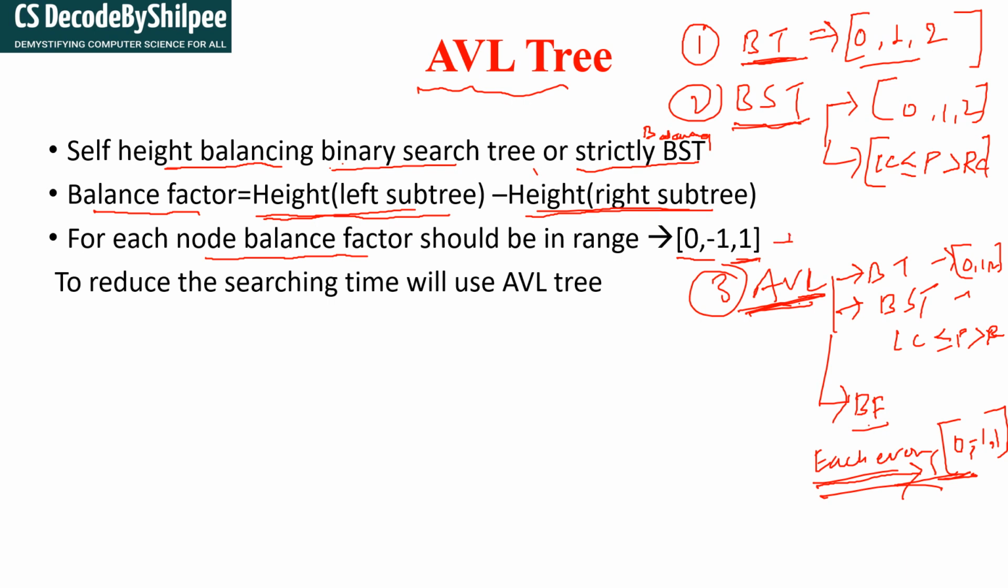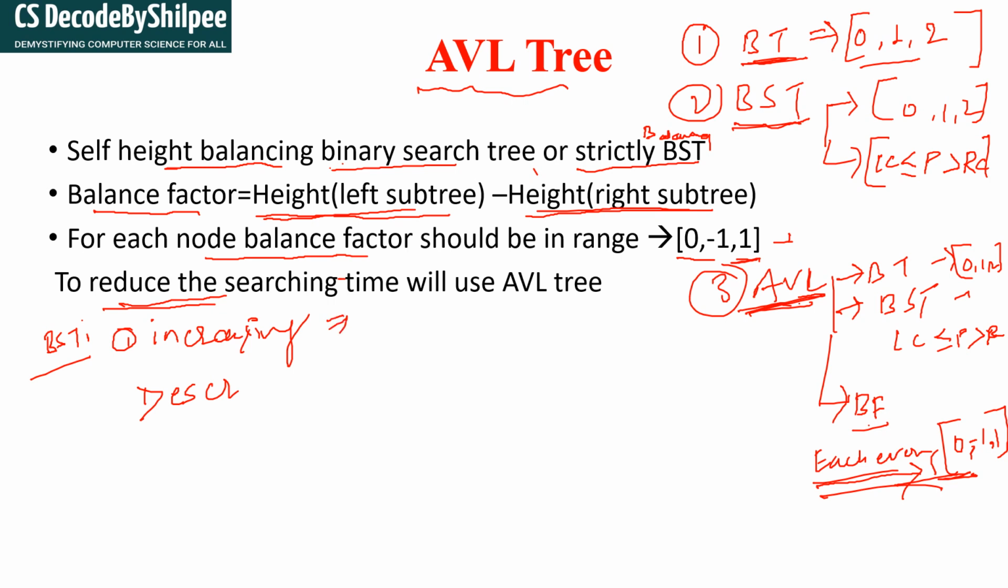Now one more thing: why do we use the AVL tree, and why did the AVL tree come about? What was the problem with the binary search tree? The binary search tree has a problem in the worst case: if the input is in increasing order, as well as if the input is in decreasing order.